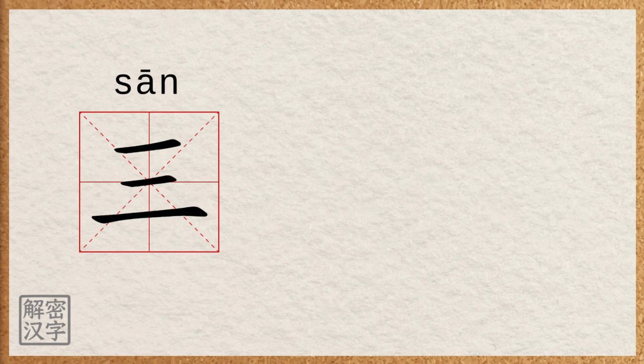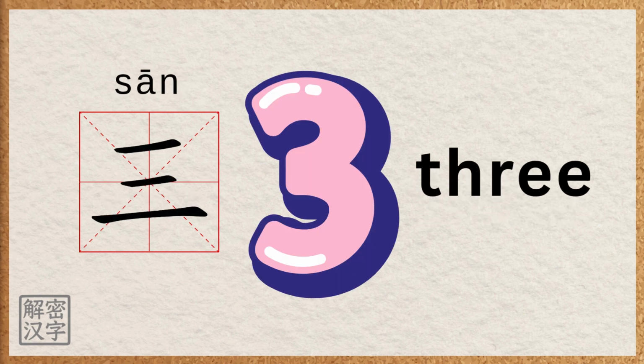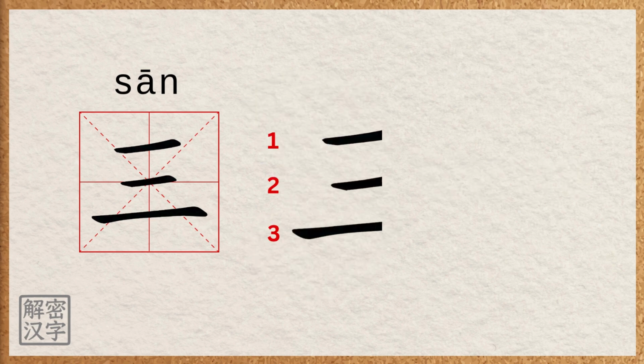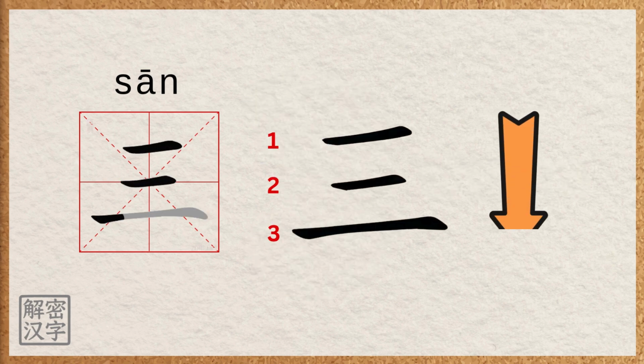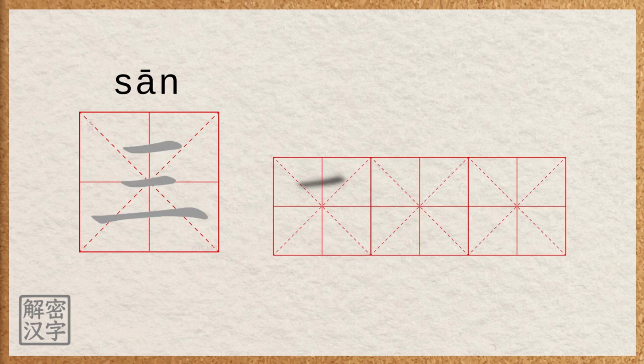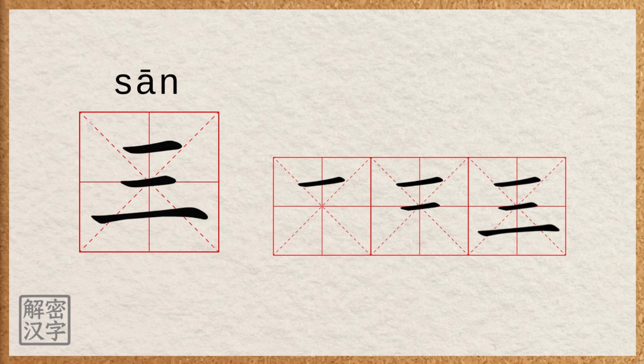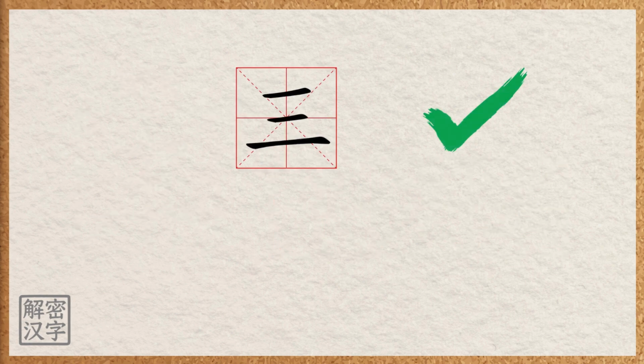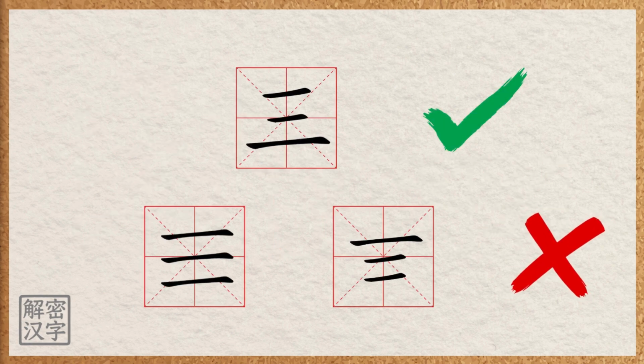The character 三 means 3, made up of 3 horizontal strokes. Follow the same top-to-bottom rule when writing it, but pay attention to the stroke lengths. The top line is medium, the middle is the shortest, and the bottom is the longest. That's what gives the character its balance and harmony. Don't make all 3 lines equal or the top longer. It throws off the balance.